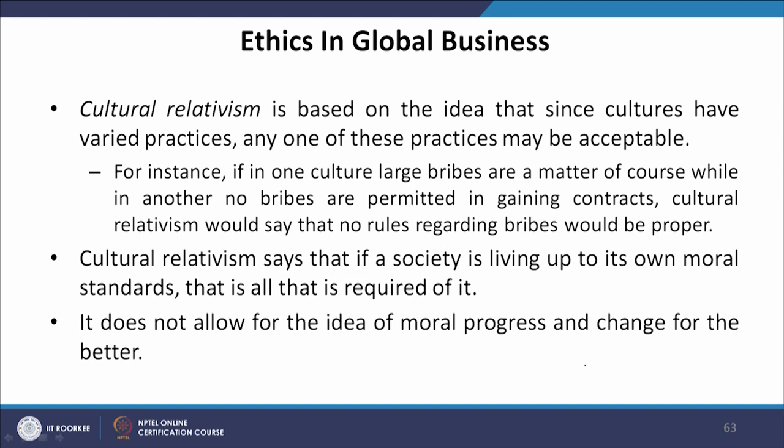Cultural relativism is based on the idea that since cultures have varied practices, any one of these practices may be acceptable. For instance, if in one culture large bribes are a matter of course, while in another no bribes are permitted in gaining contracts, cultural relativism would say that no rules regarding bribes would be proper. Cultural relativism says that if a society is living up to its own moral standards, that is all that is required of it. It does not allow for the idea of moral progress and changes for the better.